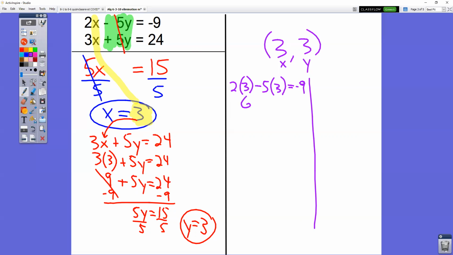2 times 3 is 6. 5 times 3 is 15. 6 minus 15 is negative 9. That happens to be what is on the other side as well. So we know that our answer is correct.